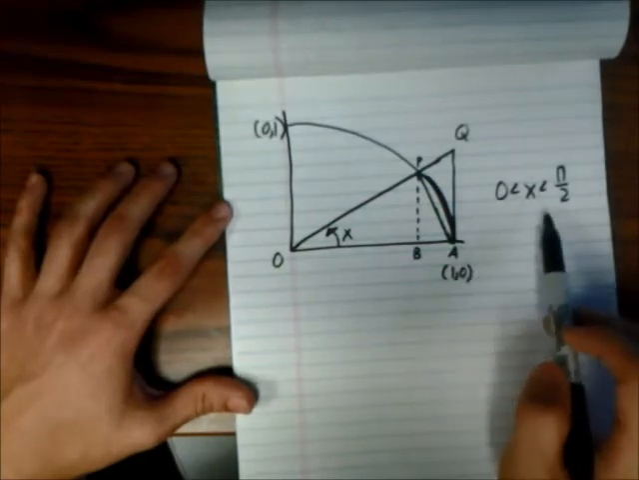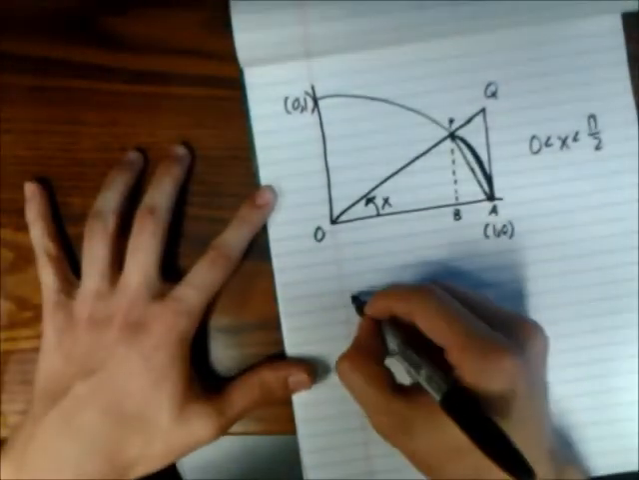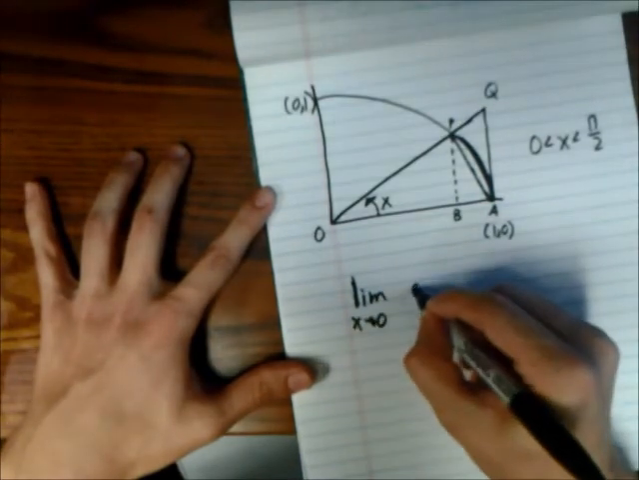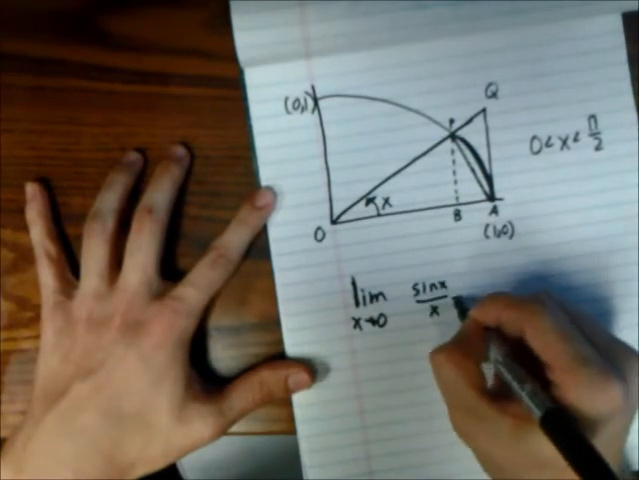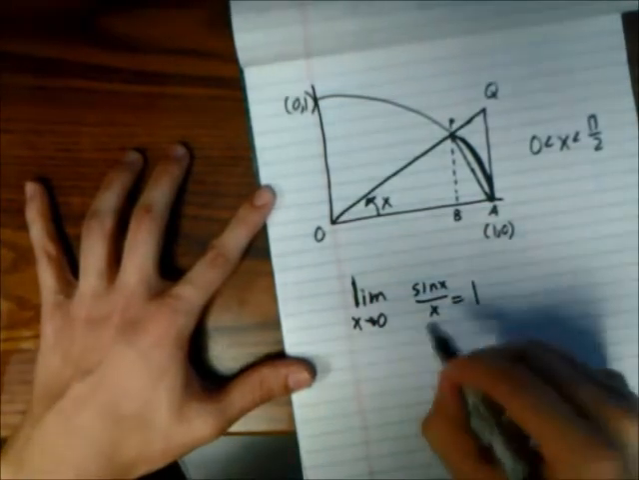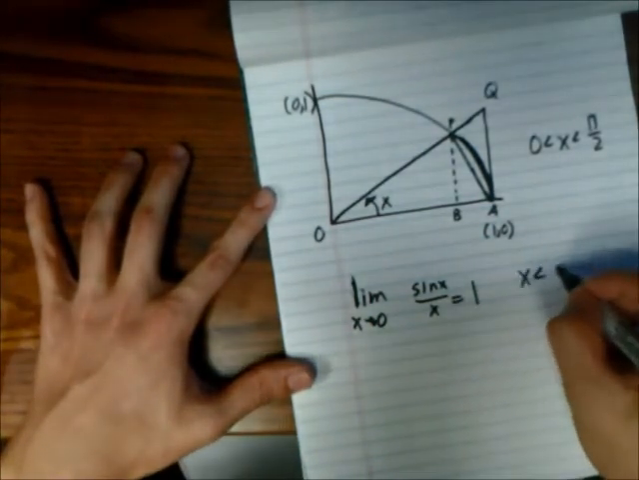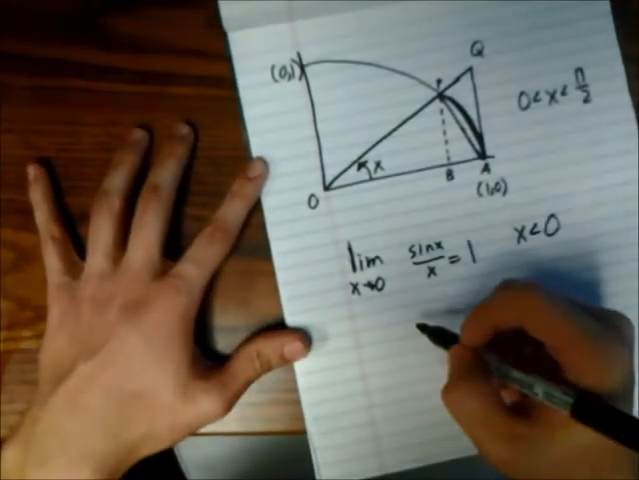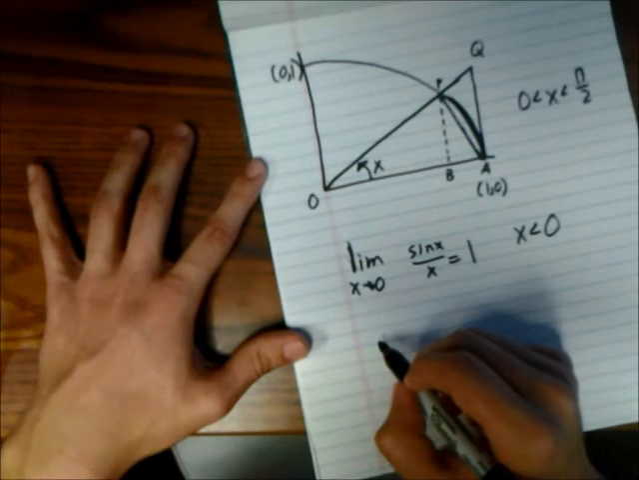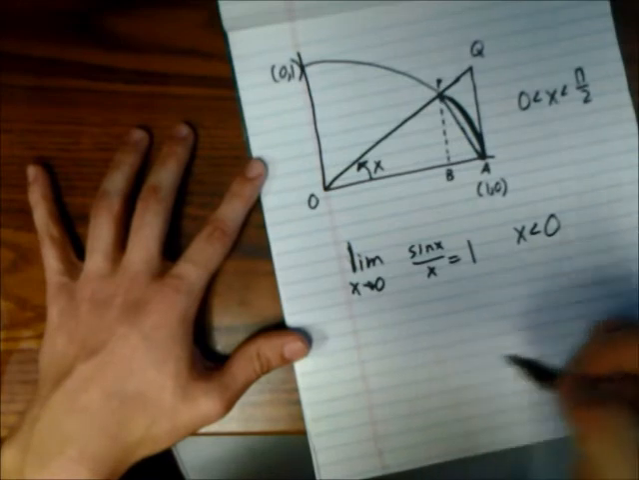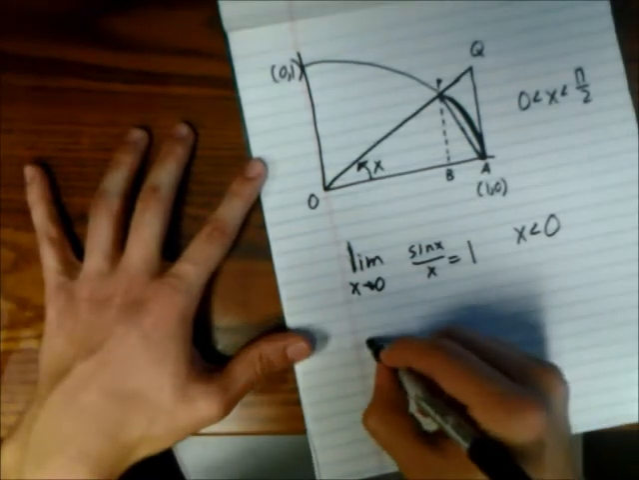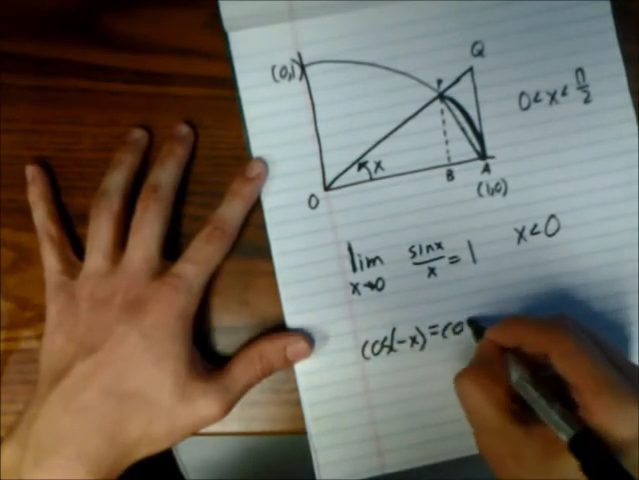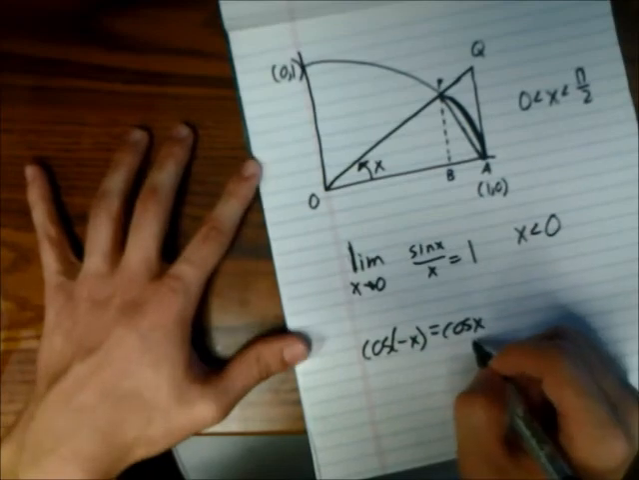The cool thing about this limit, the limit as x goes to 0 of sine x over x equals 1, is that this works also when x is less than 0. Why? Well, if you remember earlier, we were between cosine of x and the other expressions. Cosine of negative x still equals cosine of x. That's one of the properties of cosine.